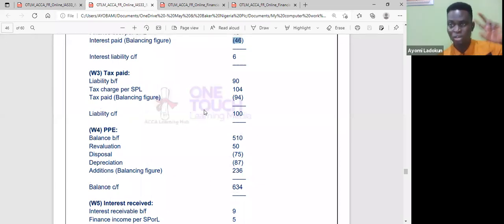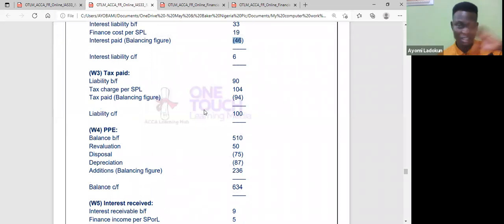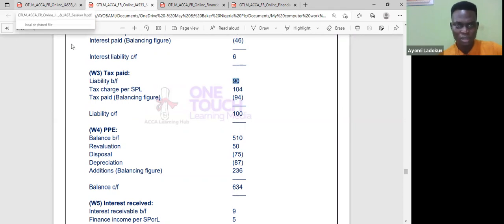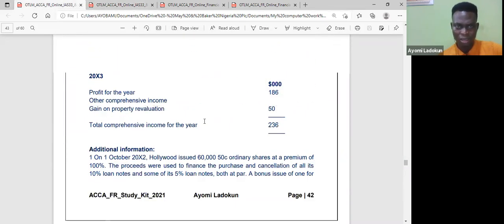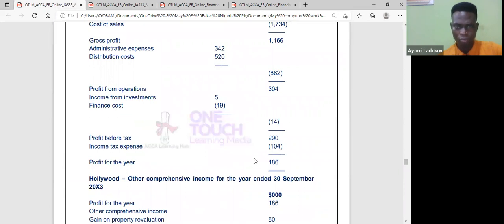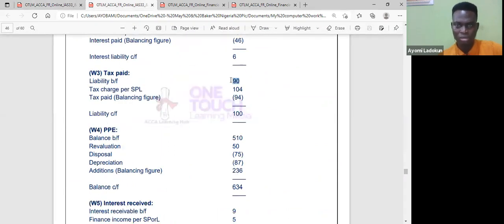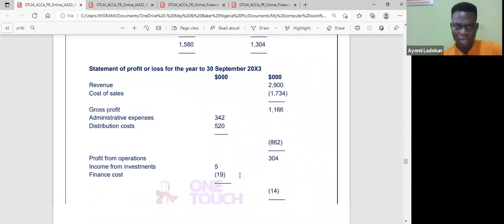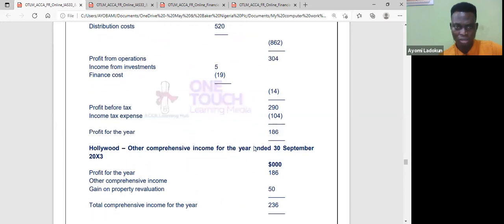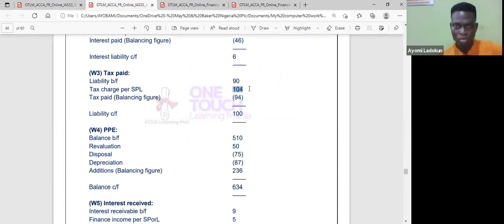So you are doing your accrual, your interest, then tax paid. The same procedure. What was I bringing on last year? Let's find out my tax in the accounts. So this is it. That's how we got that 90. So 90 last year. Then how much did I charge in the current year? I go to my statement of profit or loss account to get my taxes. It said income tax expense is 104. So that's how this 104 was gotten.